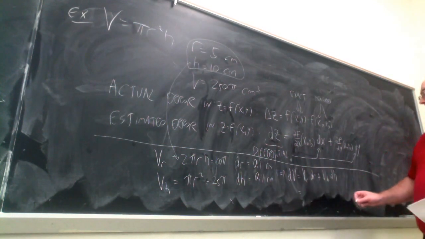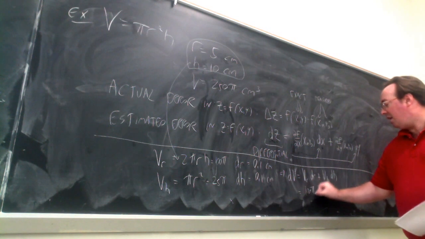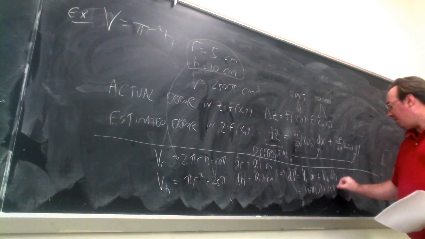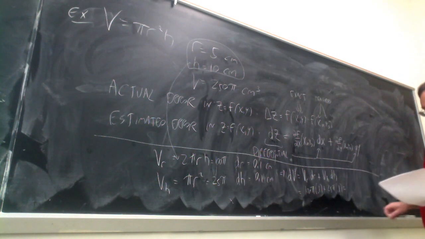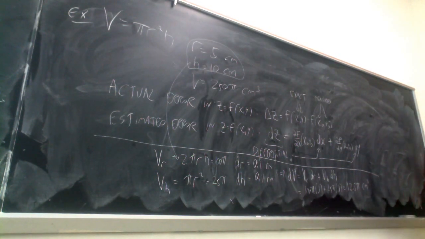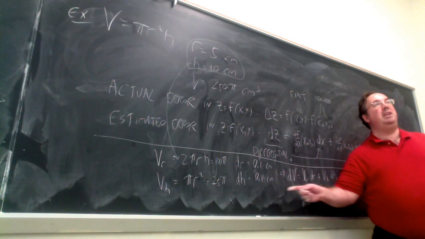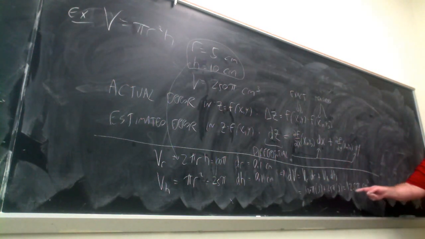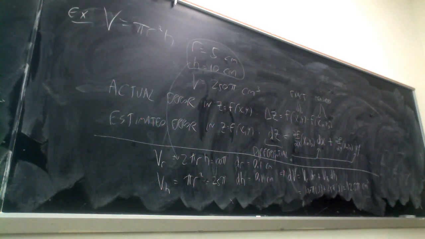So filling in all the numbers I have 100 pi times 0.1 plus 25 pi times 0.1. And what you get is 12.5 pi cubic centimeters. So this is a perfect example of how errors can be amplified when you use them in something else. So here we have these only being off by at most a millimeter. And now we're thrown off by, keep in mind that pi is 3.14, etc., so we're talking nearly 40 cubic centimeters off. So that's a lot of amplification, and it's because of these partial derivatives.